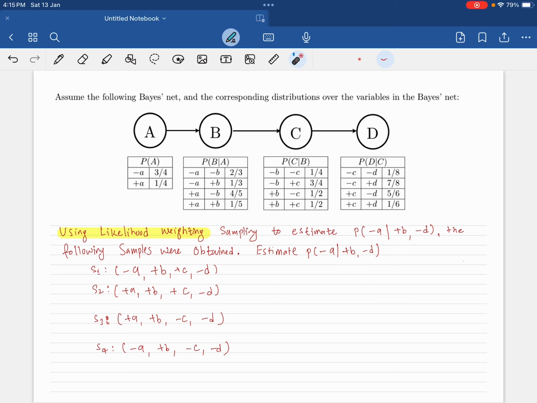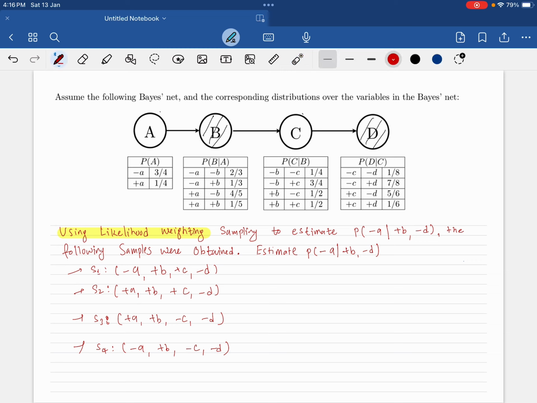In likelihood weighting, we are going to fix this evidence, that means b and d. During the sampling we will fix this b and d. Now we are left with a and c, so we will sample over this a and c, that is the non-evidence, and generate these samples. If you observe the samples generated by this process, b is the same throughout, that is plus b, and d is also the same throughout.